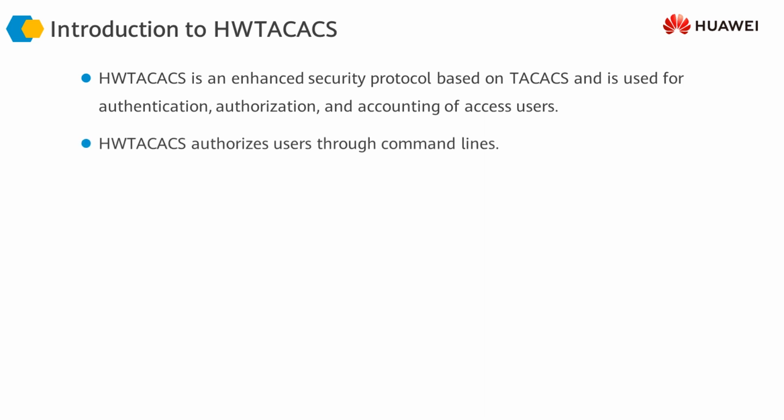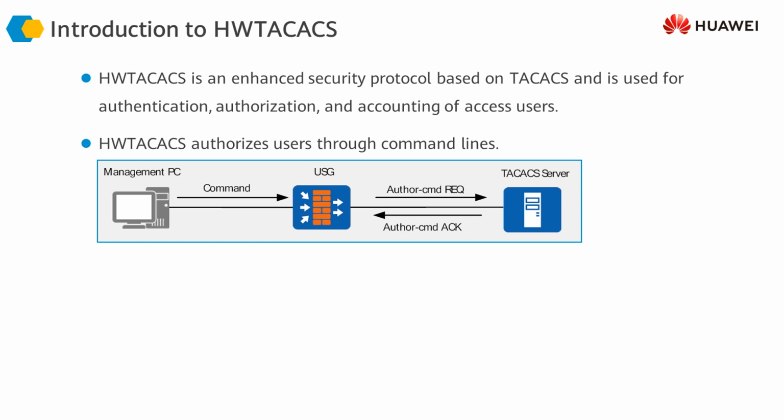HW-TACACS authorizes users through command lines. We will see how it's done. When the CLI mode is set to HW-TACACS in USG, each command that the user gives must pass HW-TACACS authorization and is only executed after it has been authorized. Without authorization, the commands are not going to be executed.